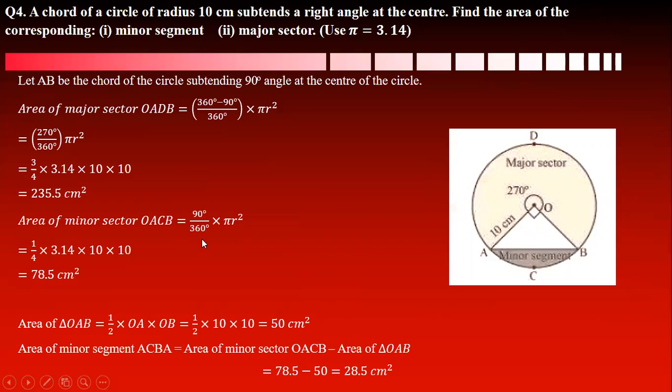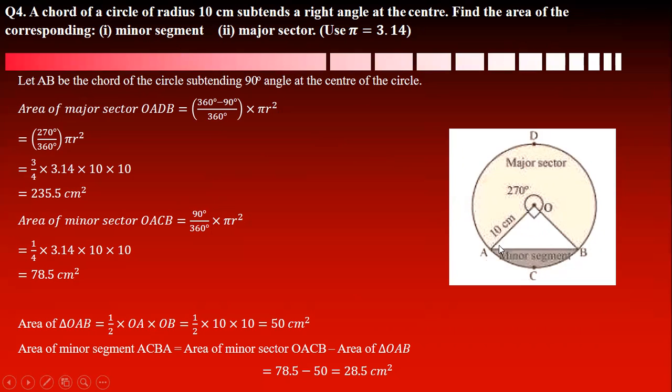Now the next one, a chord of a circle of radius 10 centimeter subtends a right angle at the center. Find the area of the minor segment and the major sector. Okay, so now let AB be the chord of the circle and it is subtending 90 degree at the center. Now the area of the minor sector we need, because we have to find the minor segment. For that we need the minor sector first.